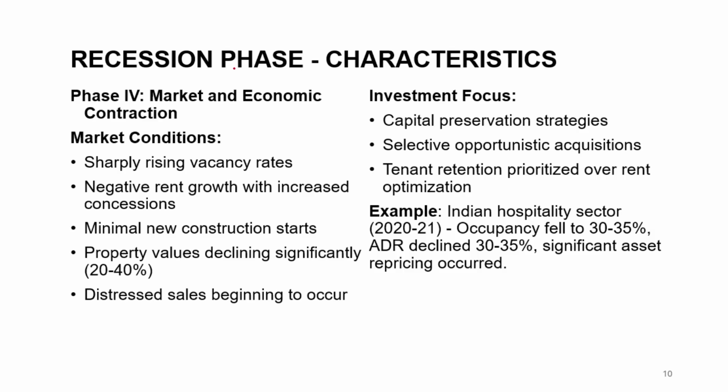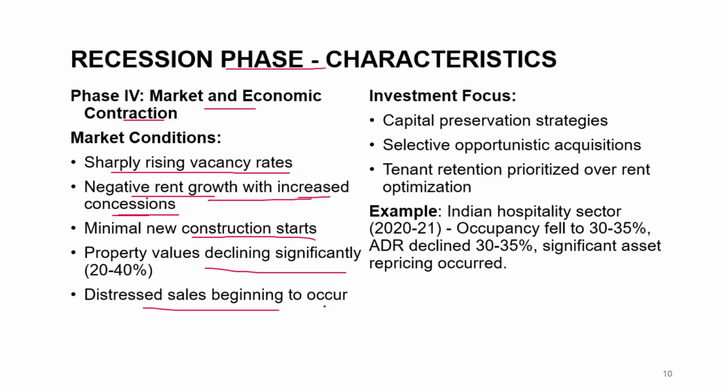And then we have the recession phase, which is market and economic contraction. Vacancy rates rise sharply, occupancy rates decline, and there is negative rent growth with increased concessions. During this period rents are going down instead of going up because you have started giving concessions to tenants to somehow keep them with you. Then minimal new construction will start; nobody will try to venture into such a market. So, there is no new construction happening, property values are declining significantly, and distress sales begin to occur, especially for those who are on leverage.